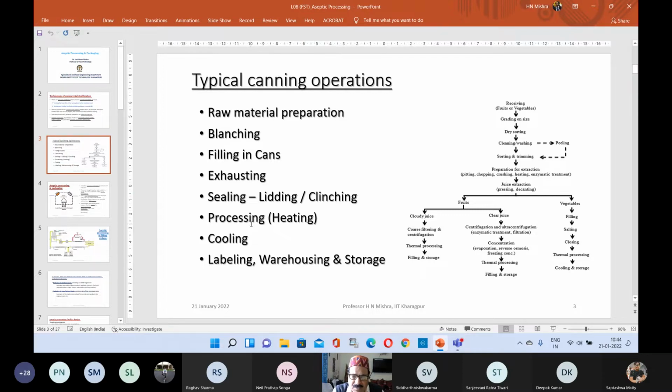And then the sealed can, which has the material inside, is heated for a calculated time, cooled, and finally labeled for warehousing and storage. So these are the typical sequential operations of the canning process. But here I would like you to study this a little bit more, and you can take it on as one assignment, Siddharth.